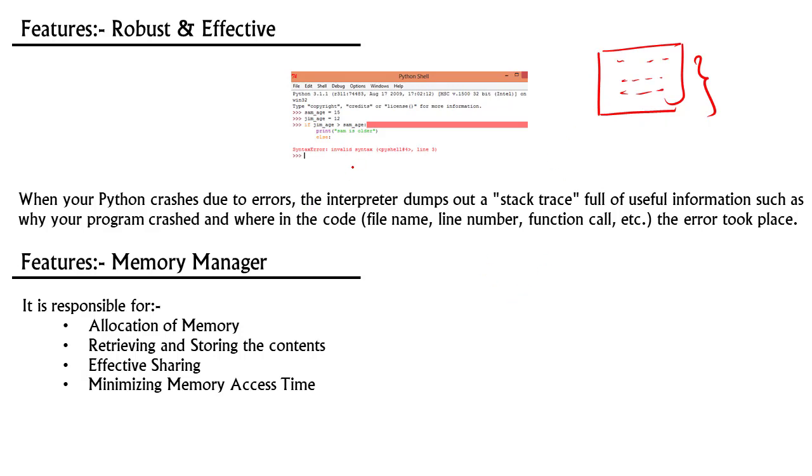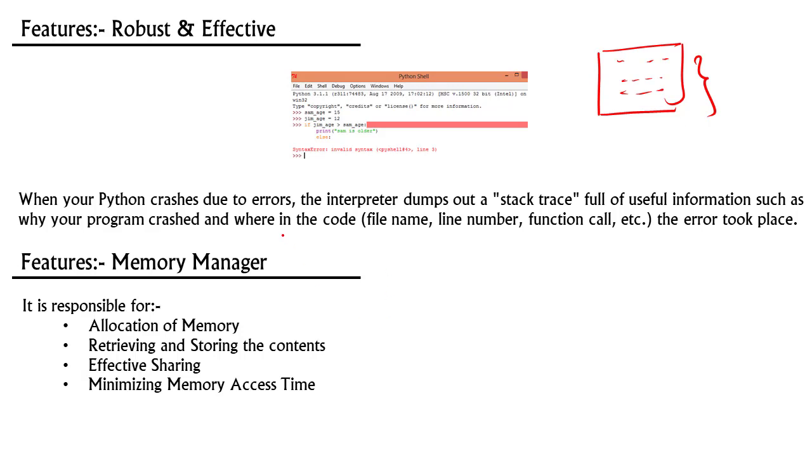Now after you run the code in the terminal, if your syntax is wrong or if your code failed, then Python shows very useful information about where your program crashed, where your program failed, in which line, in which function name, or in which function call the error took place. So it is very robust and effective.